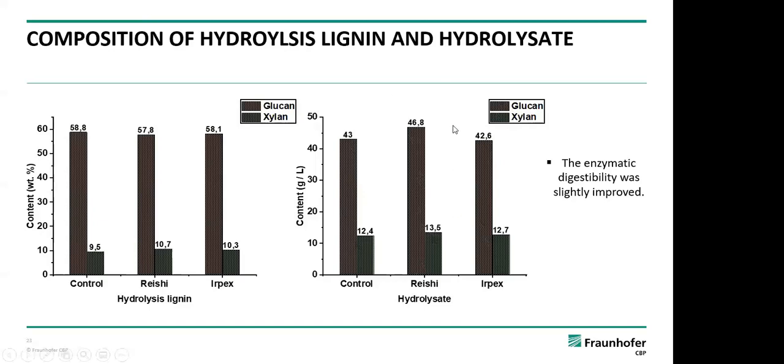We are interested in the liquid phase. As we see, we got the highest glucan in the case of using Ritchie, and the lowest was in the case of using Ibex. It seems that the fungal pretreatment slightly improved the enzymatic digestibility.